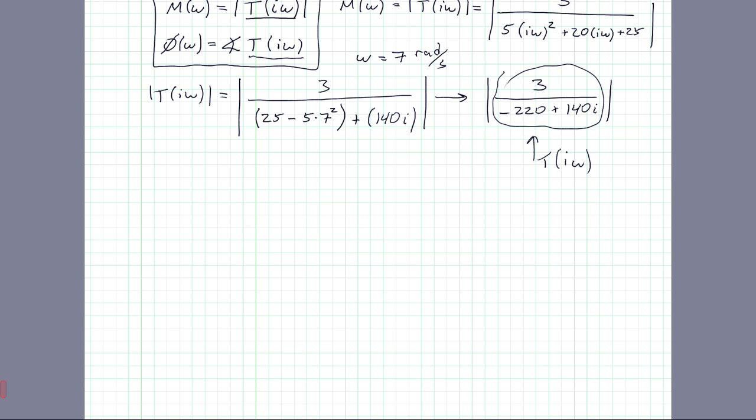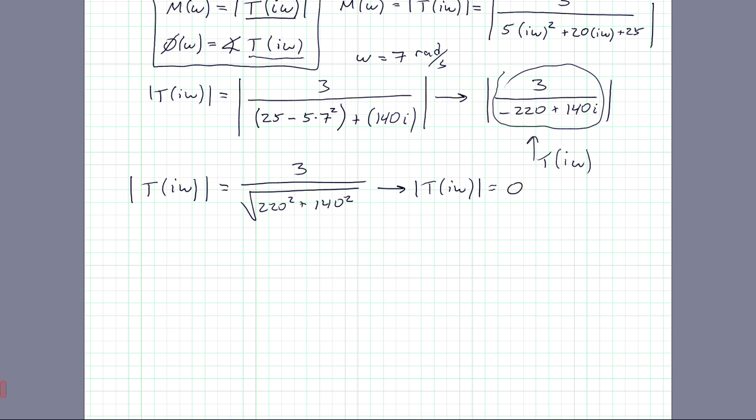So what's the magnitude of that? The absolute value of this, T(i omega), is basically going to be the magnitude of the numerator divided by the magnitude of the denominator. The numerator just has a magnitude of 3, the denominator has a magnitude of the square root of 220 squared plus 140 squared. And then when you do that out, I think I get 0.016, which, as we said, is your magnitude ratio.